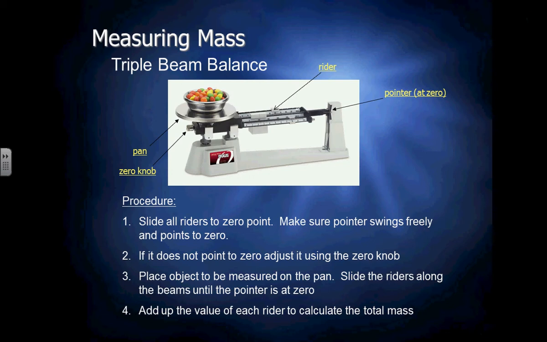For example, for this one, I have the largest rider is at 100. The back one is at 40. And then this one is at 7.4. So you add them all up, and that's the mass of your object, 147.4 grams. That's how we use this triple beam balance.